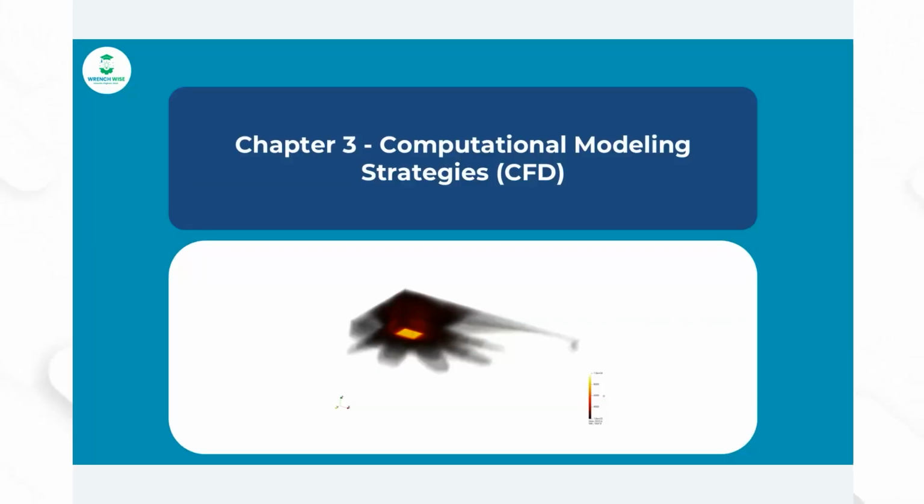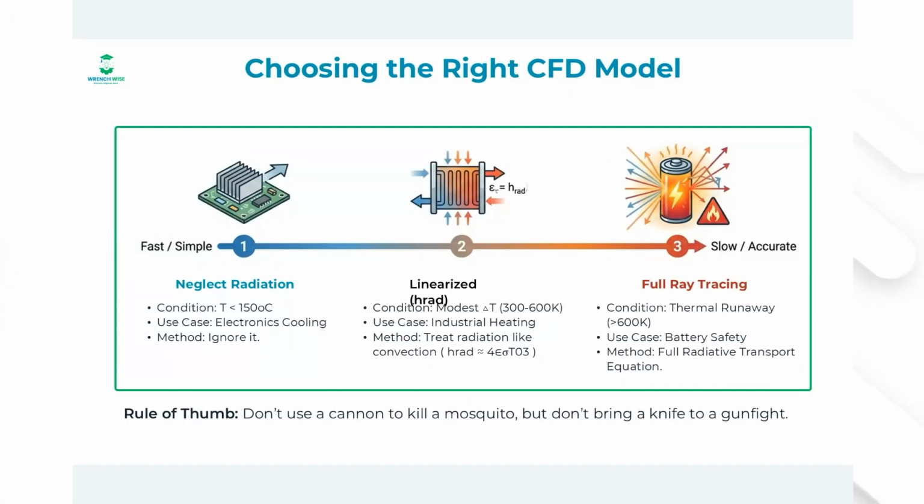Cool. Let's move forward with the computational modeling strategies. We'll try and understand how CFD can play a role in effectively managing how to model your radiation. So to kick off this section, essentially, let's take a look at the rule of thumb on the bottom. It says, don't use a cannon to kill a mosquito, but don't bring a knife to a gunfight. Radiation modeling is computationally expensive. As analysts, the job essentially is to pick the right tool for the specific temperature regime that we are studying.